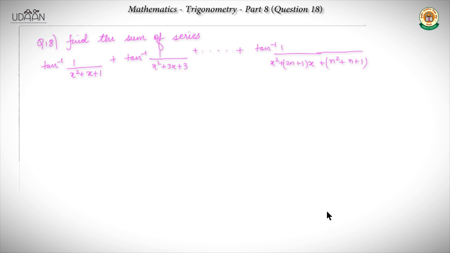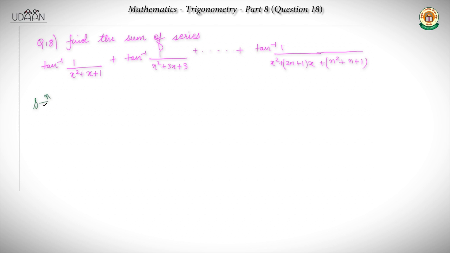So we have question 18 here, which says find the sum of the series tan inverse of 1 divided by x square plus x plus 1, plus tan inverse of 1 divided by x square plus 3x plus 3, and so on up till tan inverse of 1 divided by x square plus (2n plus 1) x plus n square plus n plus 1. It is quite a long series. How will we solve this?